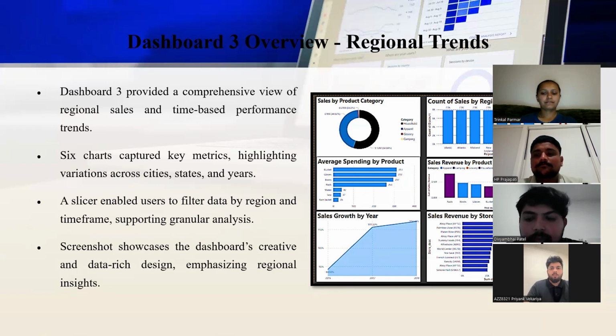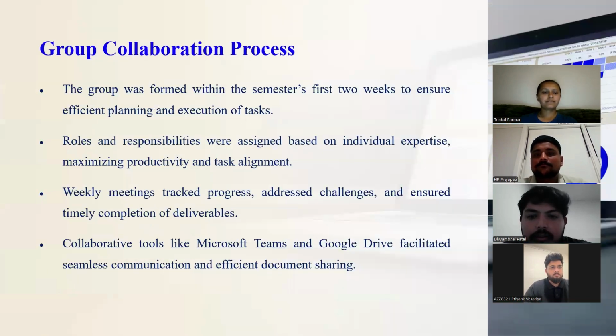The next slides will be explained by Divyam. Group collaboration process. This was chiefly due to an emphasis on collaboration as part of this assessment, forming the group early and allocating responsibilities by the skills and talents each of us possesses. There was a meeting every week using means such as Teams to communicate. We were able to address challenges and keep the project on the right track as well as guarantee high quality results. Next slide, please.